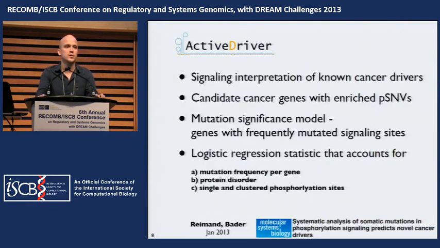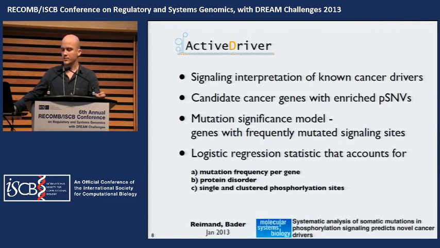Next, we focused on specific genes where mutations of signaling events are prevalent. We used our previously developed tool, ActiveDriver, which looks at mutations near signaling sites and predicts a statistical score of how important the enrichment of mutations is. This allows us to interpret known cancer drivers in the context of signaling and then find candidate cancer drivers where mutations are rare but very close to signaling sites.